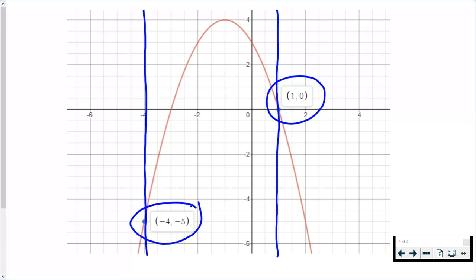What we just did in the end was find the slope between these 2 points, which ended up just being 1. But on average, between -4 and 1, the rate of change is +1.